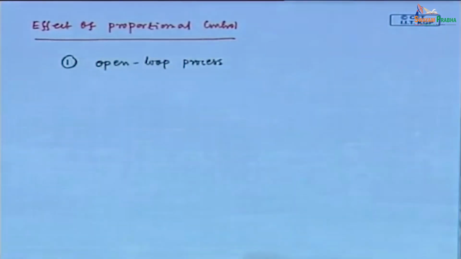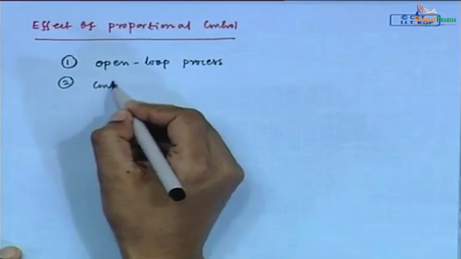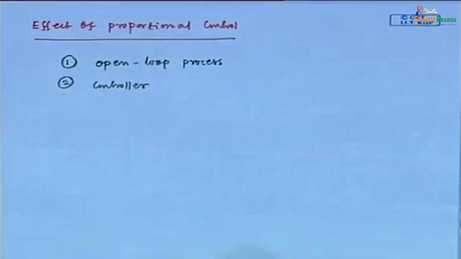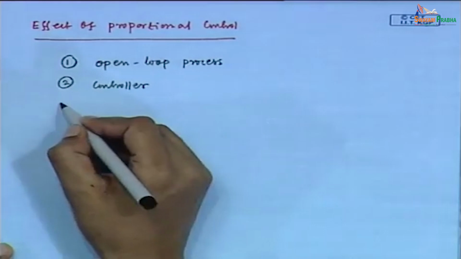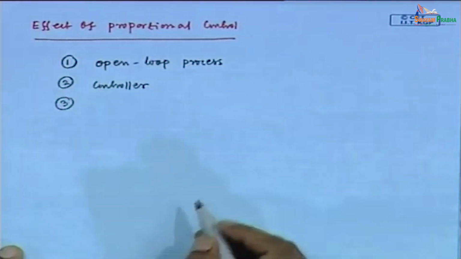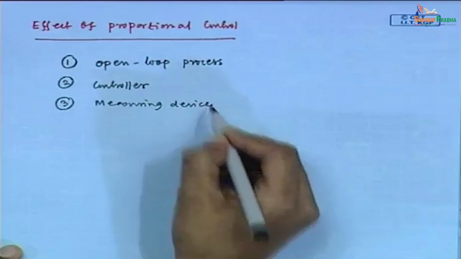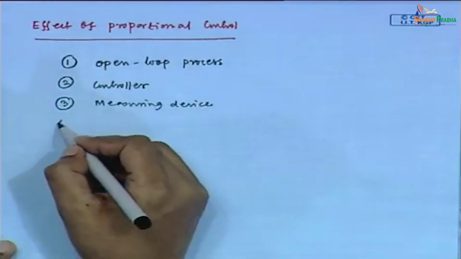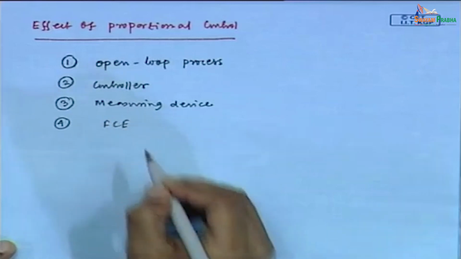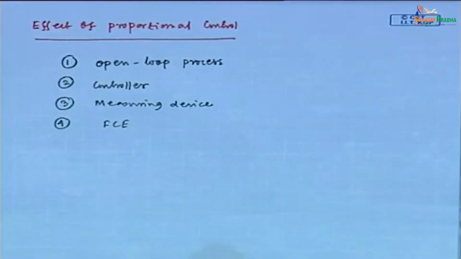Fine. First we will consider one open loop process. Now to observe the effect of proportional controller we need to close the loop. So for closing what we need? We need one controller, that is P only controller because we are going to discuss the effect of P only controller. Then we need one measuring device, and also we need one final control element to implement the control action.